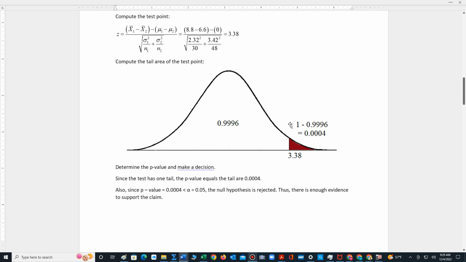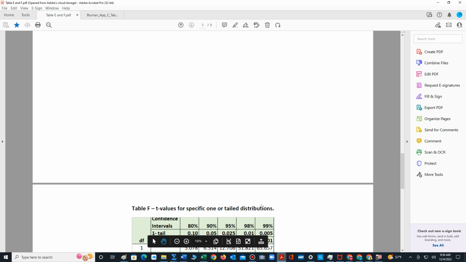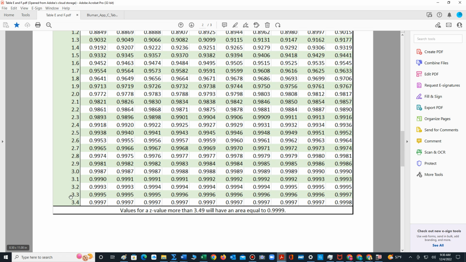So when we're trying to find the p-value, we need to first compute the tail area. So we don't look up any critical values. We only focus on the tail area of 3.38. So we have the value 3.38. Using table E, we look up the z value 3.38. So here's 3.3, 8 is 0.9996.